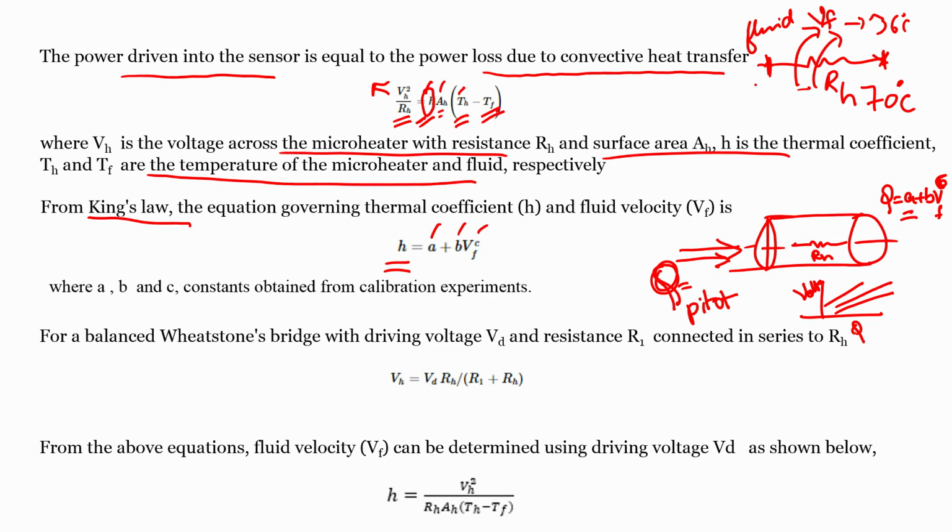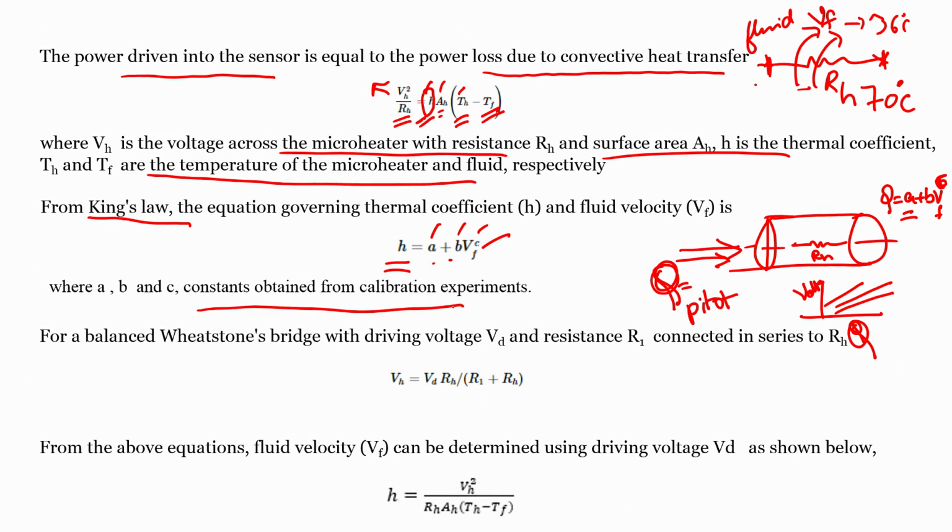So when you fit this, for a known volumetric flow you see what the change in voltage is. So for this you have the relation Q is equal to A plus B V to the power N, or it can be called C. Now from all of this you have A, B and C.